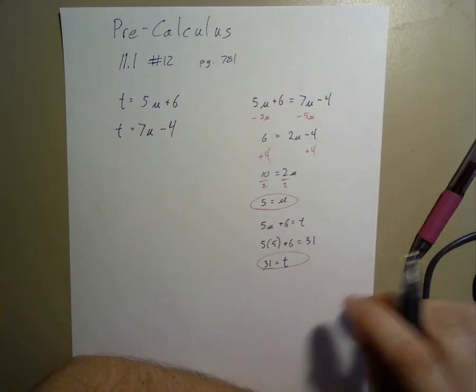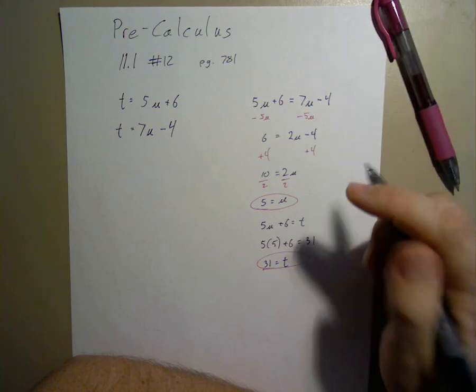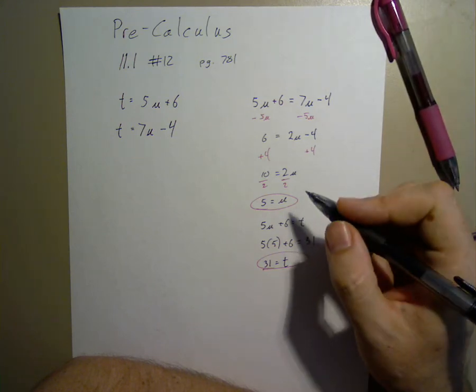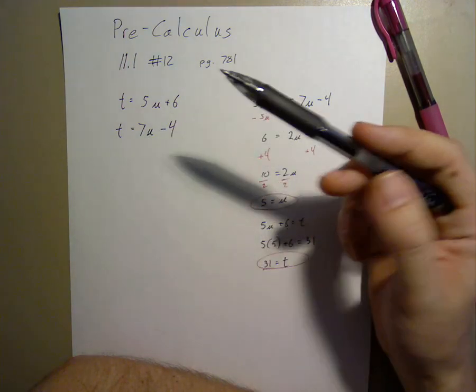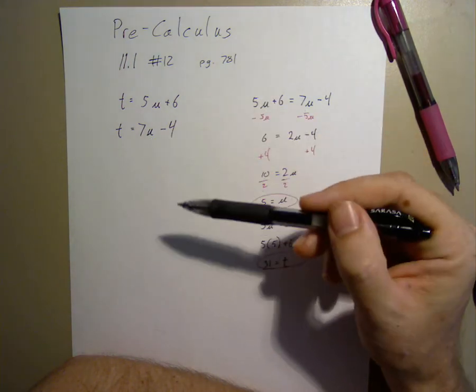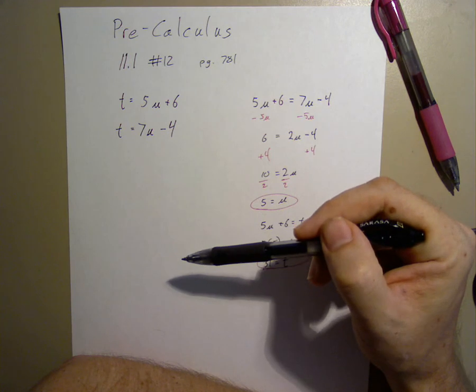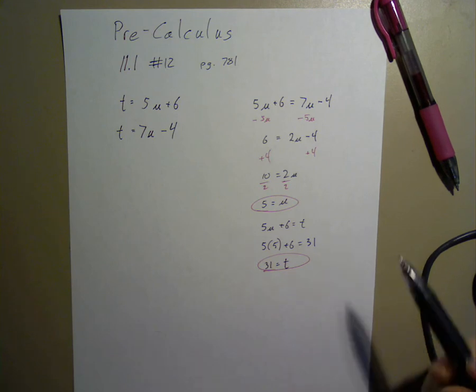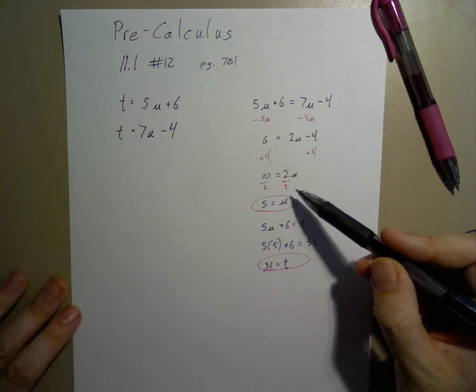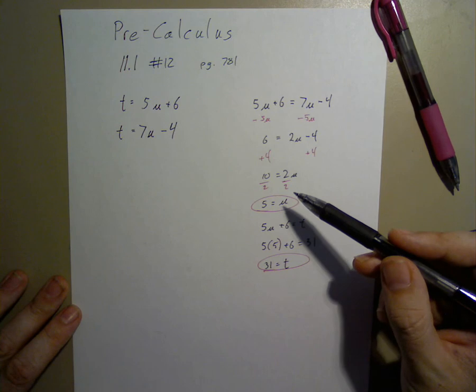Now, this will also work for using multiple equations. If we had 3 equations, we could have solved for t and plugged 7u minus 4 into each of those. We would have then ended up with a system of 1 fewer equations. And we could have continued our method until we only had 1 variable, in which case we could solve for it.